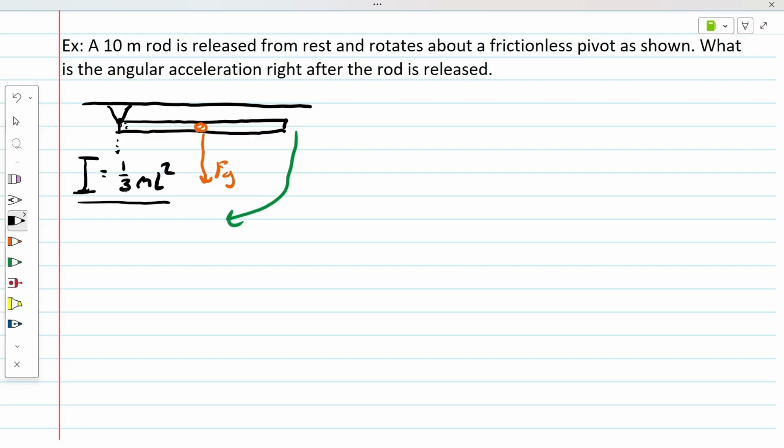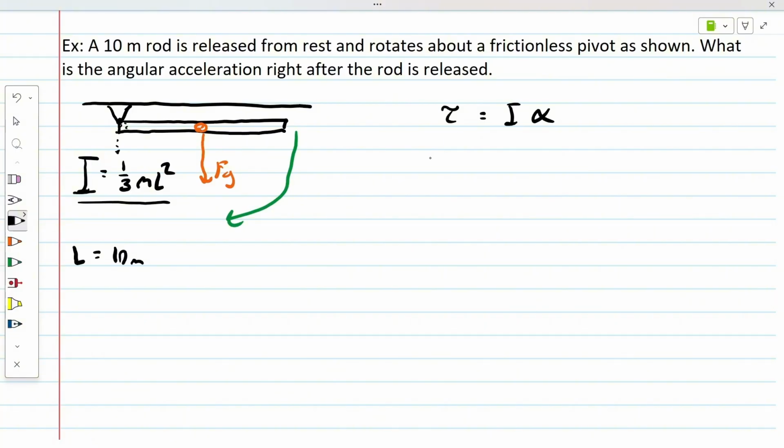And so we need to figure out how we can find the angular acceleration. So we know that the angular acceleration equals the torque over the inertia. So I'll just go ahead and write it in the form that we are most familiar with, the torque equals I times the angular acceleration. And so let's see, we know the length of the rod equals 10 meters, right? And that's really all we're given here. We obviously know I, and so we need to figure out how we are going to find the torque.